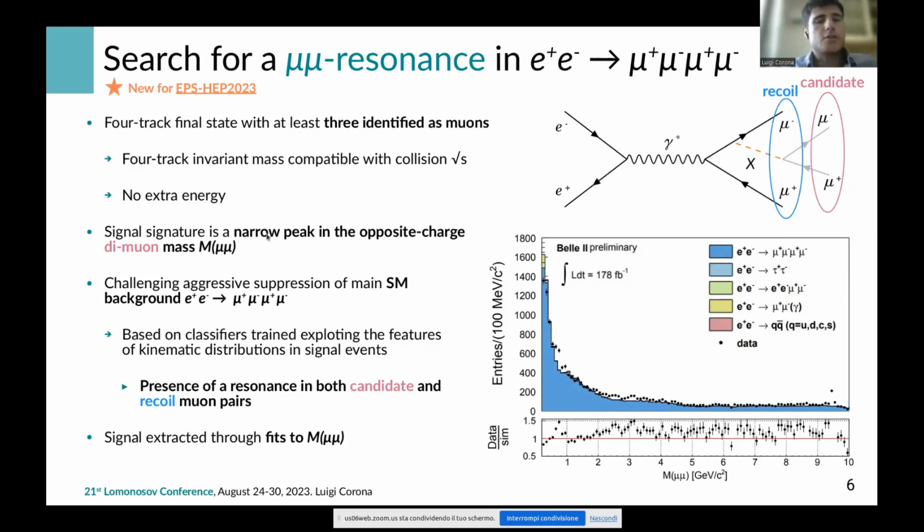So the signal signature is a narrow peak in the opposite-charge muon mass. And here we need to apply an aggressive suppression of the main Standard Model background, which is due to four-muon final states from QED. This suppression is still based on a classifier that exploits features of the kinematic distribution in signal events, that is basically the presence of a resonance in both the candidate and recoil muon pairs. This is the distribution for the muon invariant mass, and we perform a fit scan to extract the signal.